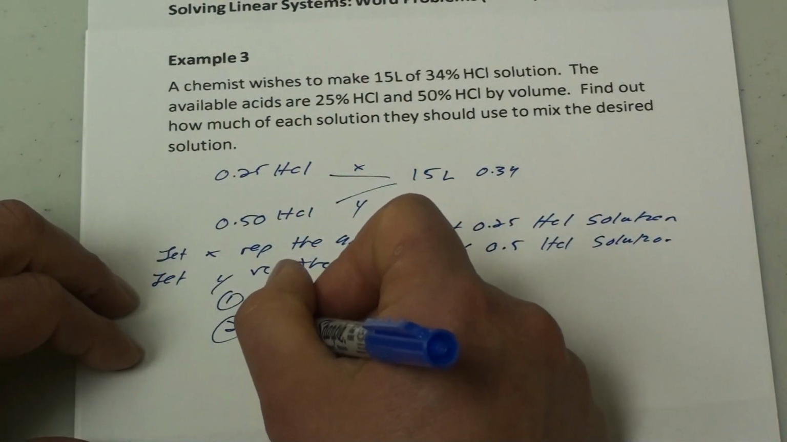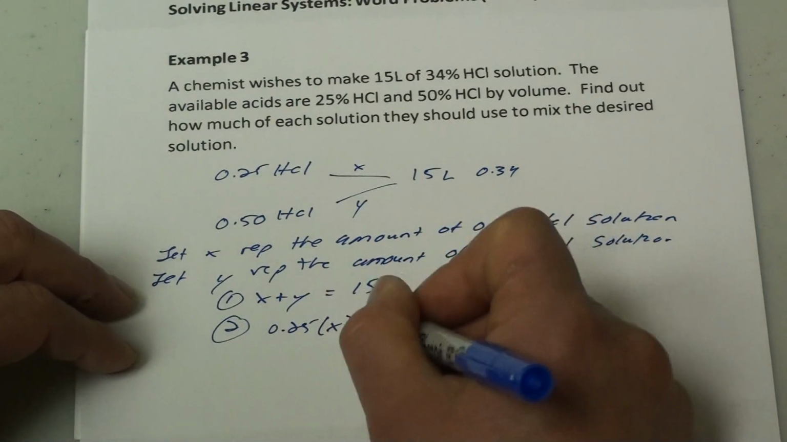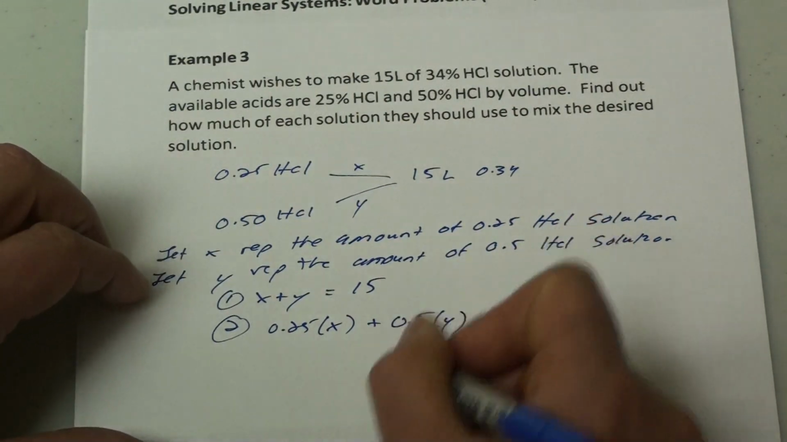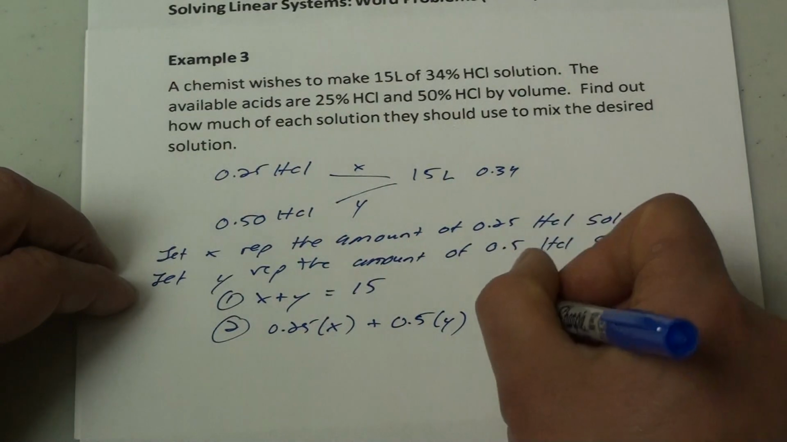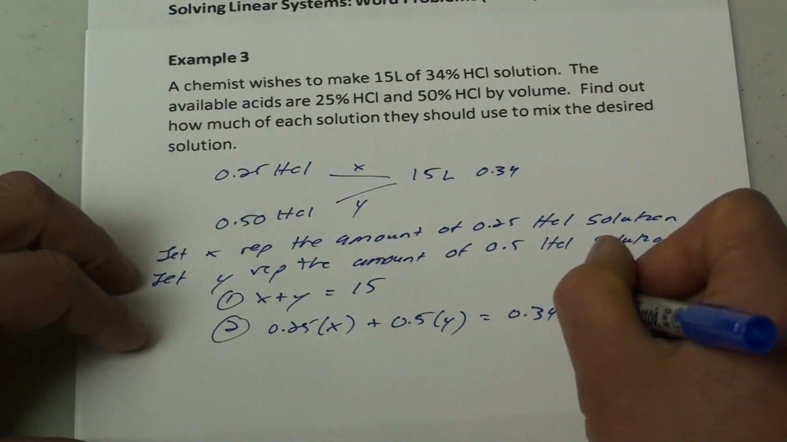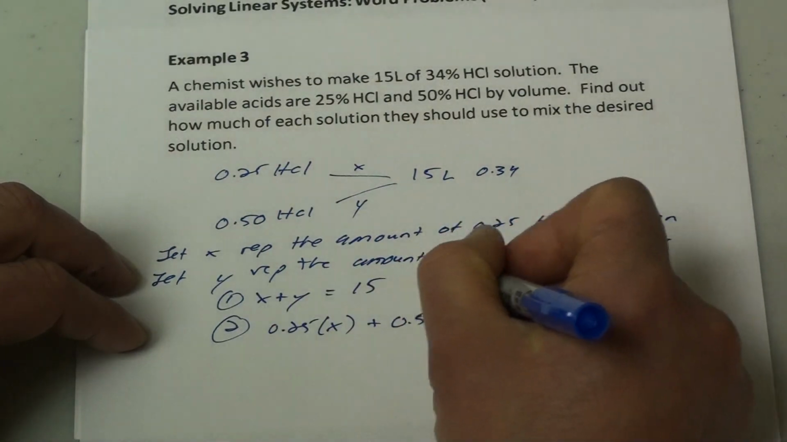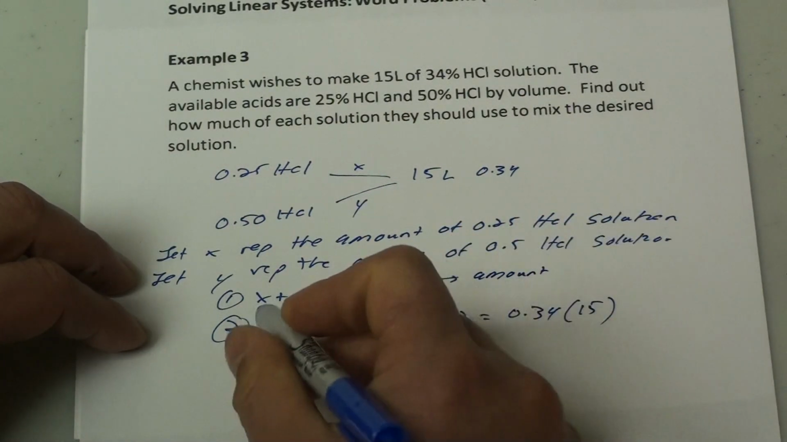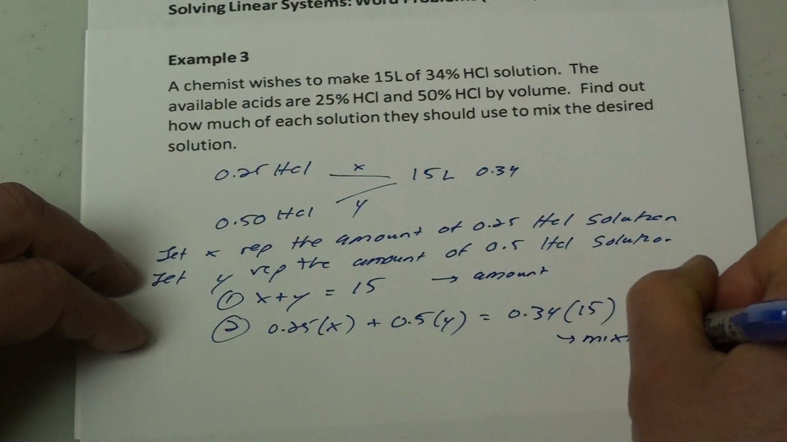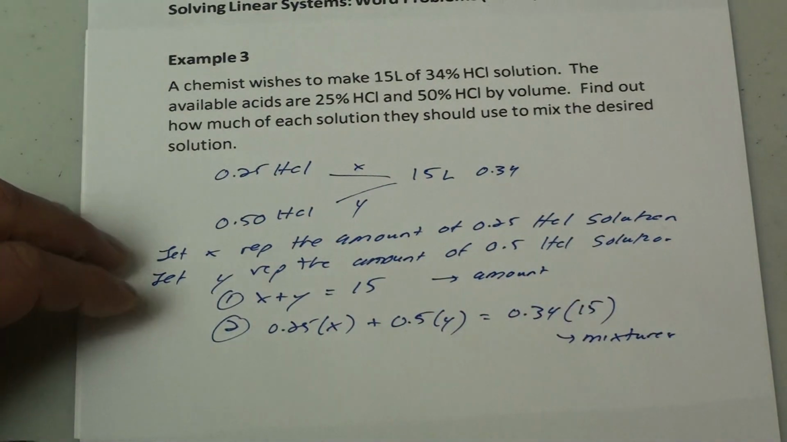I have 0.25 times X plus, and I have 0.5, the 50% solution, times the Y amount is going to equal 0.34, the 34% solution that I'm going for, that's my goal, and I need 15 liters of it. So my first equation deals with strictly the amounts. X amount plus Y amount equals 15, and my second equation is going to deal with the mixtures. So you have the percent times how much, percent times how much equals percent times how much.